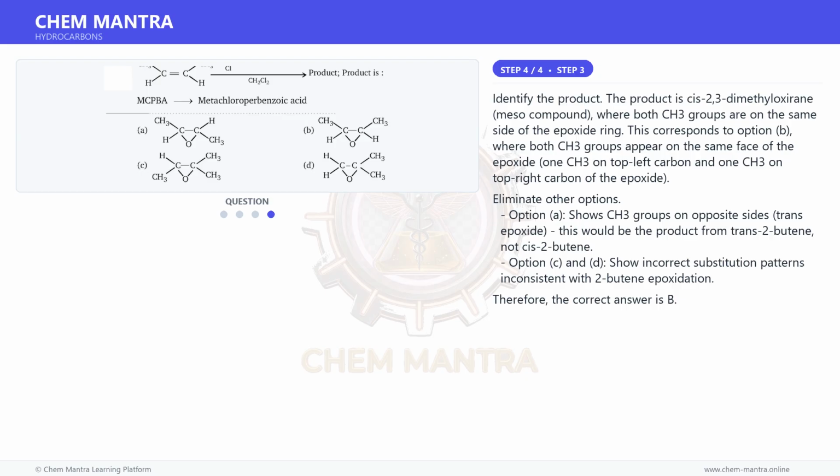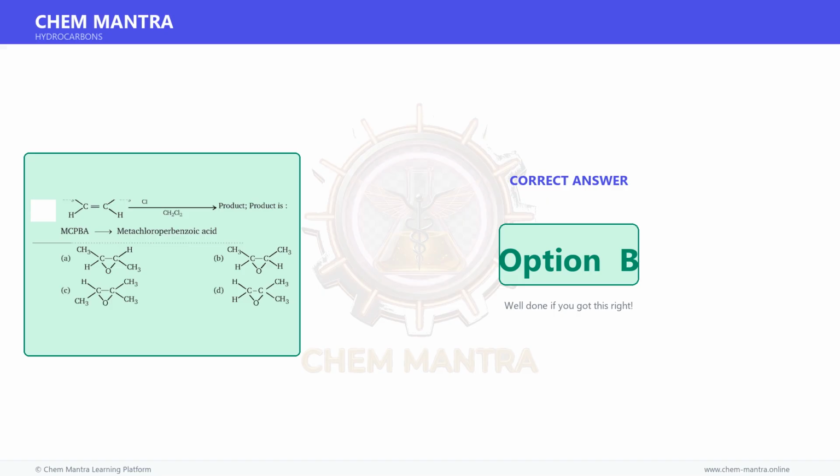Eliminate other options. Option A shows CH3 groups on opposite sides, a trans epoxide. This would be the product from trans-2-butene, not cis-2-butene. Options C and D show incorrect substitution patterns inconsistent with 2-butene epoxidation. Therefore, the correct answer is option B.